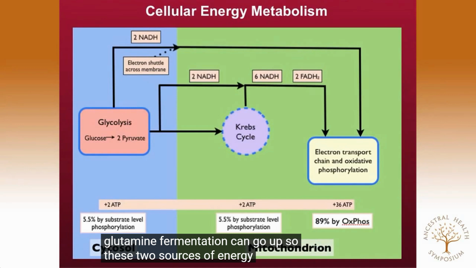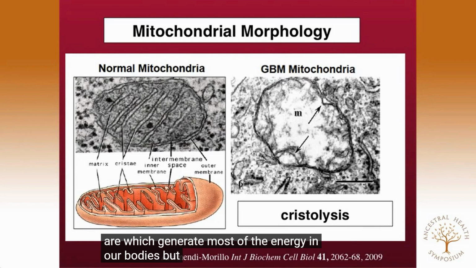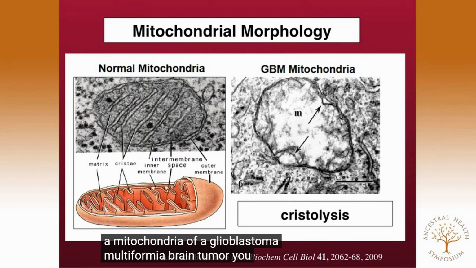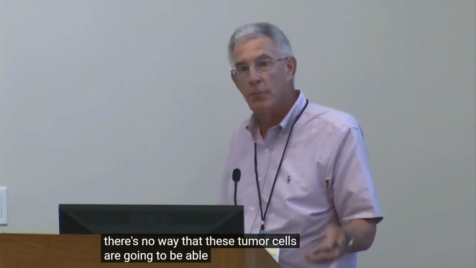So when we look at mitochondria of tumor cells, this is a normal electron micrograph. You can see the cristae loaded. The cristae contain the proteins of the electron transport chain, which generate most of the energy in our bodies. But you can see here, this is a mitochondria of a glioblastoma multiforme, a brain tumor. You can see it's lacking cristae. There are many examples I've gone through in my book; we never find completely normal mitochondria in any tumor cell. And there's no way that these tumor cells are going to be able to produce energy through OxPhos if they don't have the structures needed to do this.